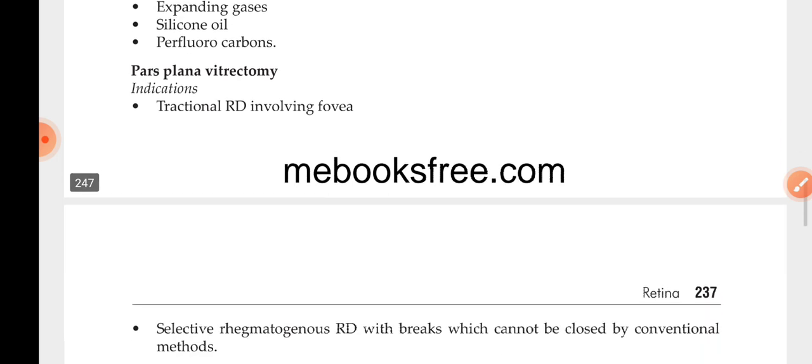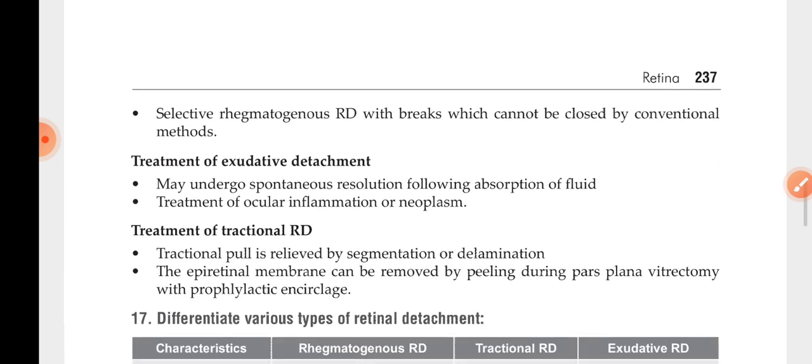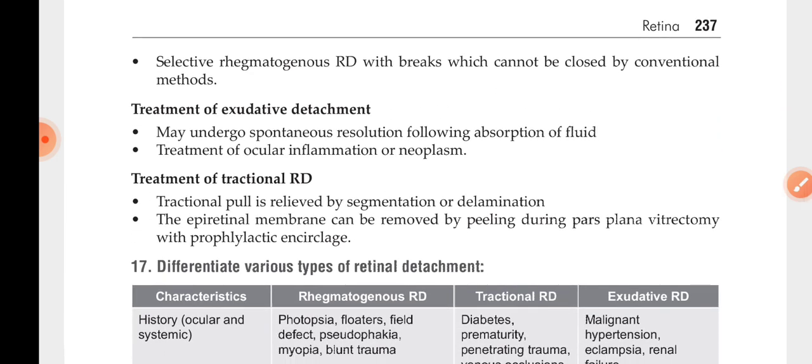Indications: tractional retinal detachment involving the fovea, and selective rhegmatogenous retinal detachment with breaks which cannot be closed by conventional methods. Exudative retinal detachment may undergo spontaneous resolution following absorption of the fluid. Treat the ocular inflammation or neoplasm. In exudative, there may be some kind of neoplasm like retinoblastoma, which should be treated. In tractional retinal detachment, the traction pull is relieved by segmentation or delamination. The epiretinal membrane can be removed by peeling during pars plana vitrectomy with prophylactic encircling.